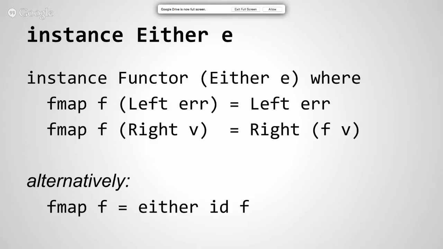Either is a functor. We define either E as a functor where the lefts don't get mapped at all, so the f just gets ignored. But fmap f (Right v) is Right (f v). And so what that means is that fmap will apply, if we think of either as a computation, it will apply f to the rights, but it'll leave the lefts alone, because the lefts could be in a different type.